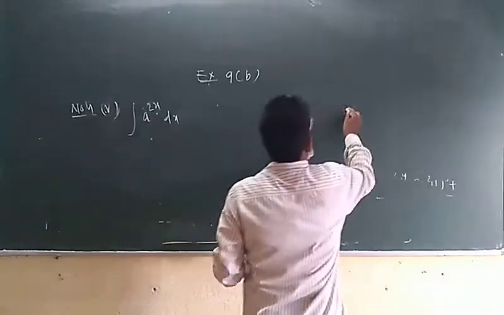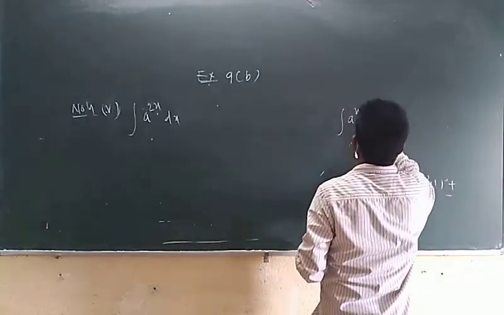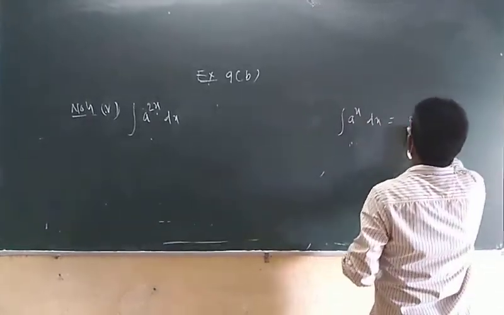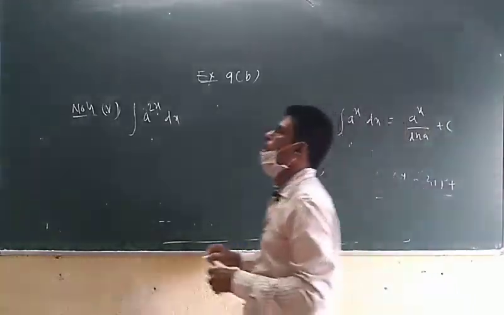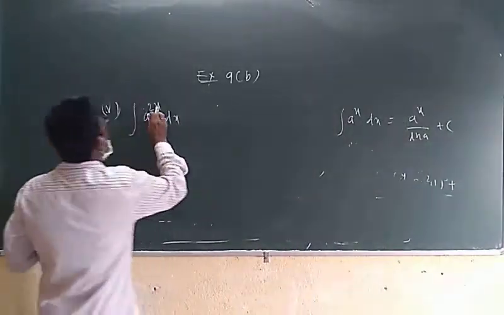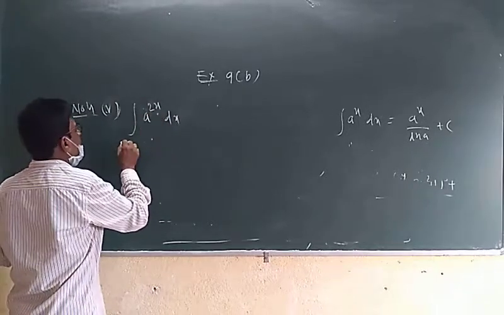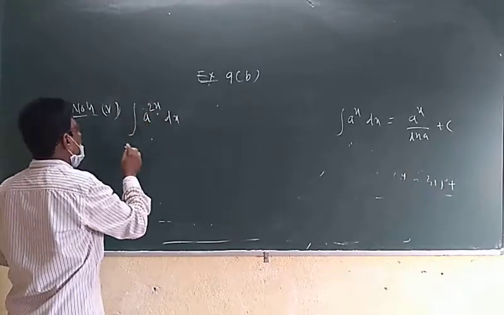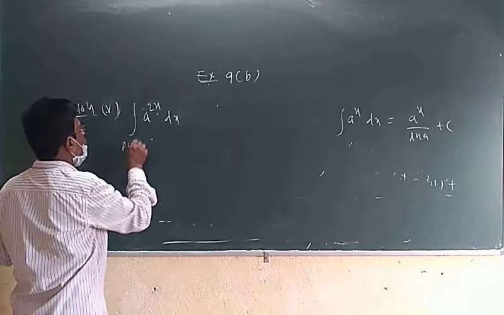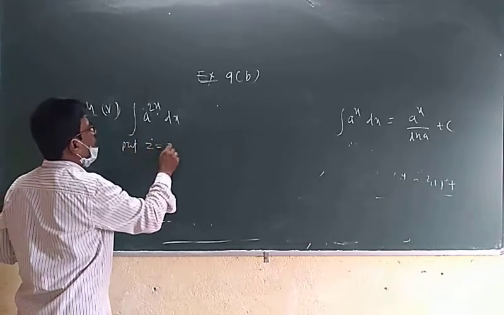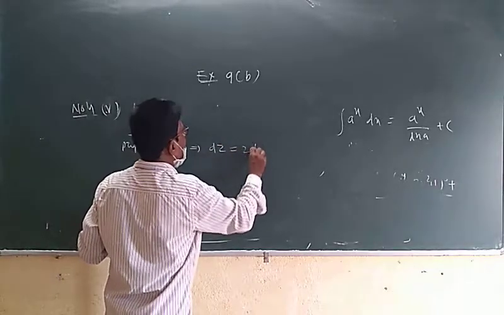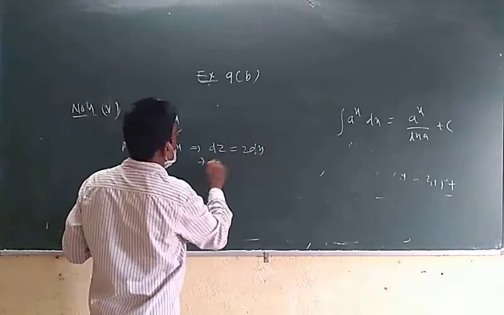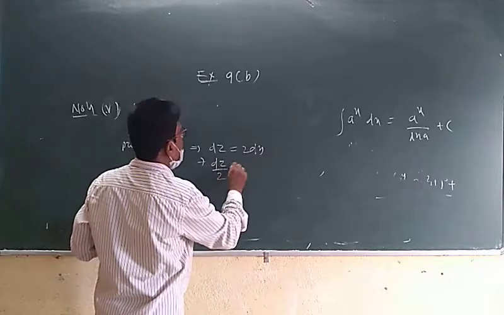You know the formula: integration of a to the x dx is equal to a to the x by ln a plus c. That is your formula. But it is 2x, so taking the power as z, because it is an exponential function. Put z is equal to 2x, so dz is equal to 2 dx. We have only dx, so dz by 2 is equal to dx.